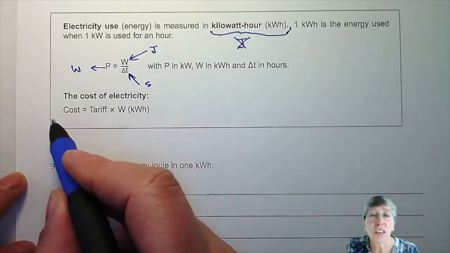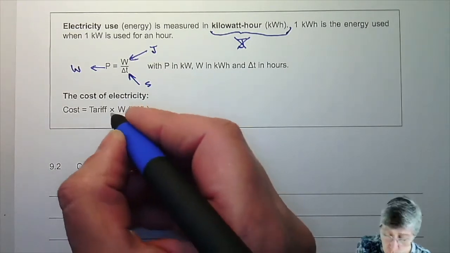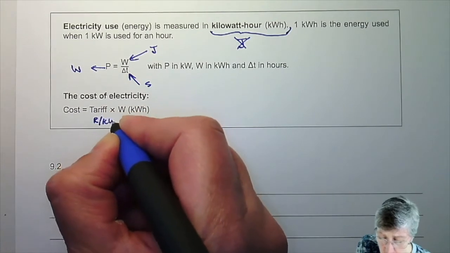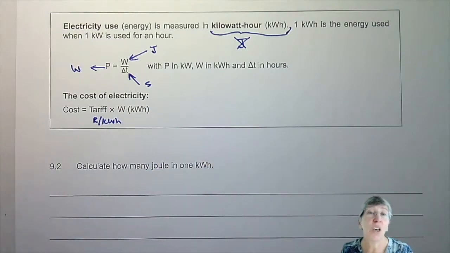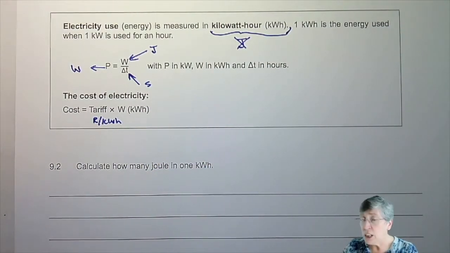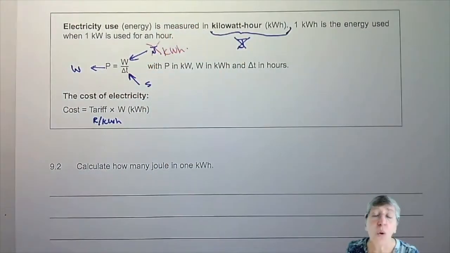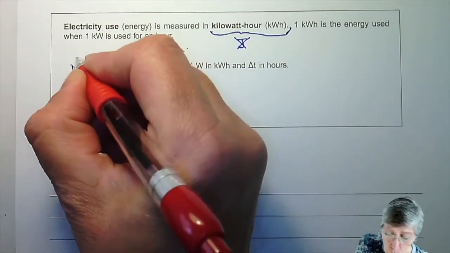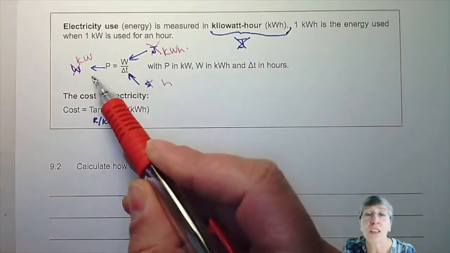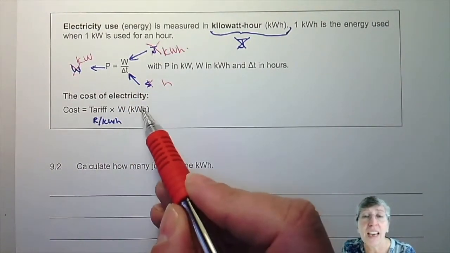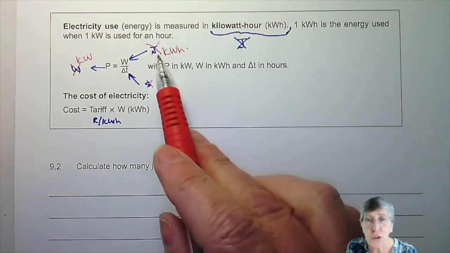Now we want the cost of that electricity. We want to know how much we're spending. It's the tariff, and that is always given in rand per kilowatt hours. And we have to multiply that with the energy, but the energy is in kilowatt hours. It's not in joule. So I have to put this one in kilowatt and that one in hours, so that I will end up with an answer in kilowatt hours. And then I can multiply that by rand per kilowatt hours.